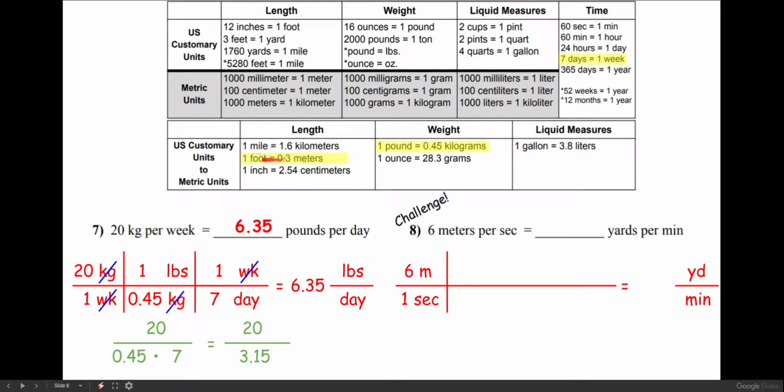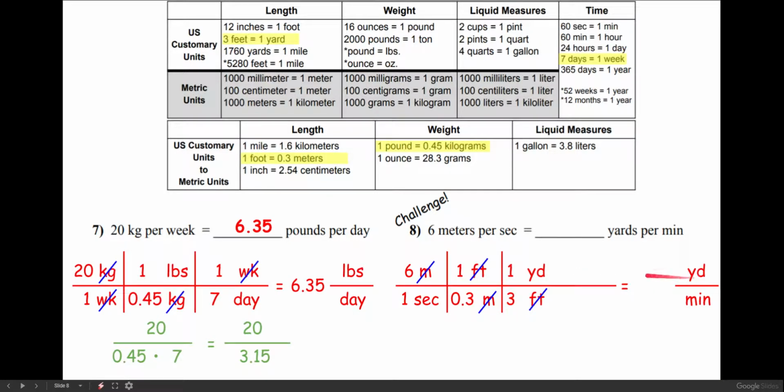So we do have the meters to feet. So we're going to put meters on the bottom so we can cancel it out. Feet on top. Cross off the meters, right? The conversion. 1 foot is 0.3 meters. And now that we have feet, we need to turn that to yards. So let's look at the conversion. 3 feet to 1 yard. Let's put feet on the bottom, yards on top, and we know that, and cross that off. 1 yard is 3 feet.